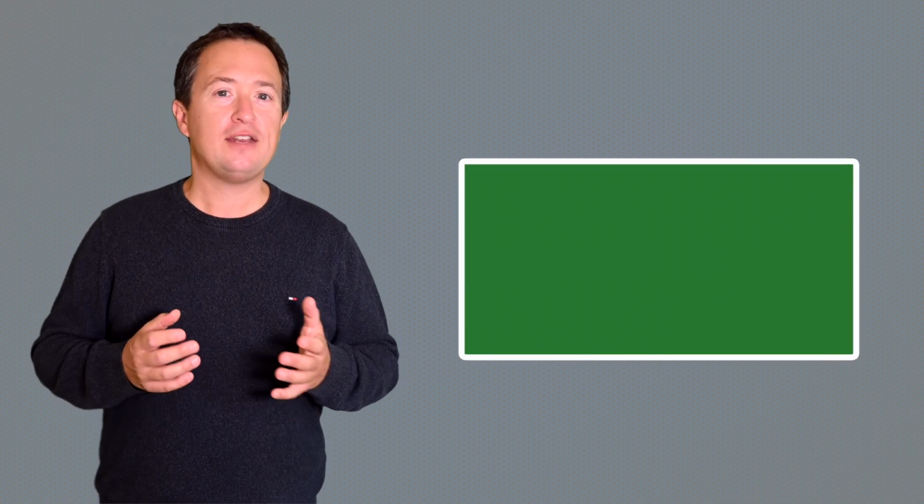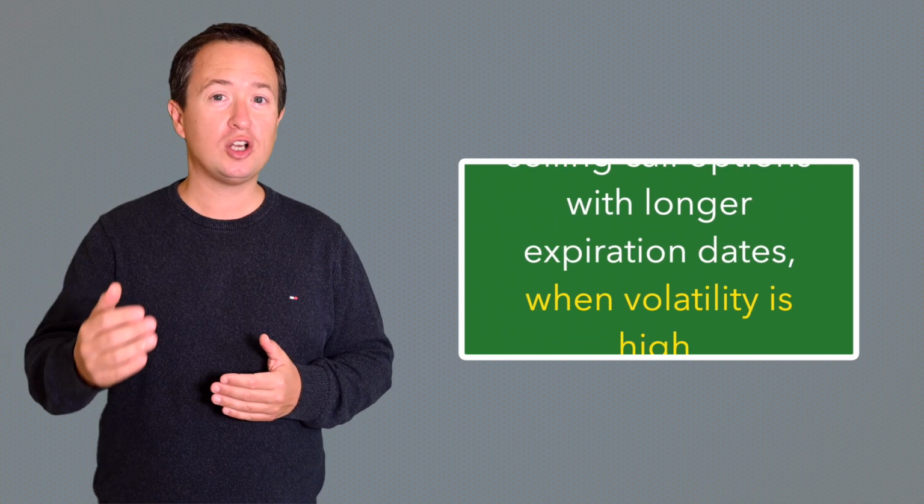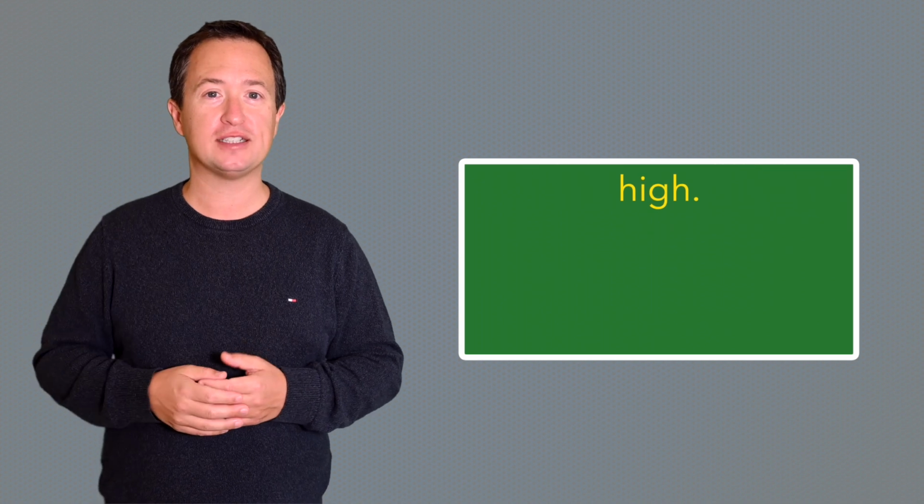Call options are priced based on their intrinsic value, and that's the difference between the strike price and the price of the underlying security, and the time value, which is the rest of the value. Both time to expiry and volatility influence the time value heavily. Putting it differently, investors will make the most money selling call options with longer expiration dates when volatility is high. When volatility is low and the expiration is sooner, well, option premiums will be a lot less.